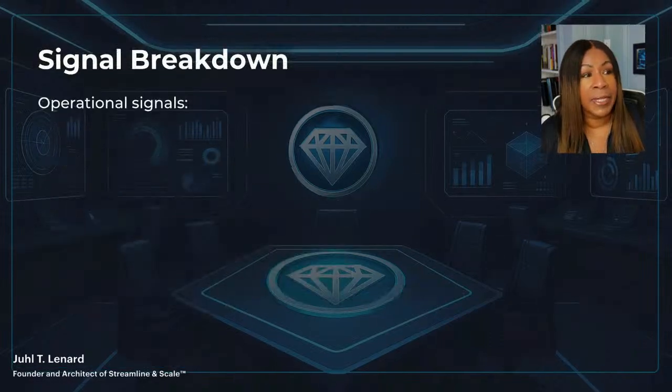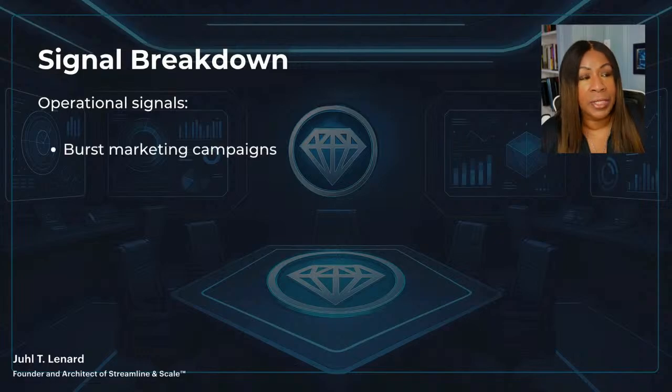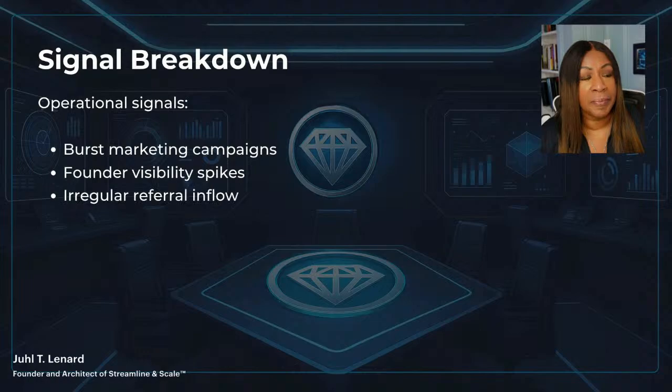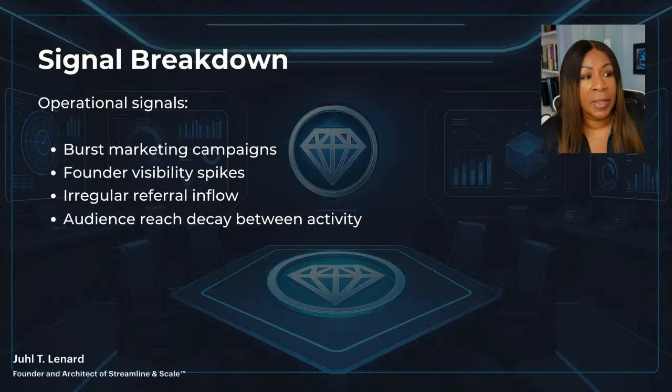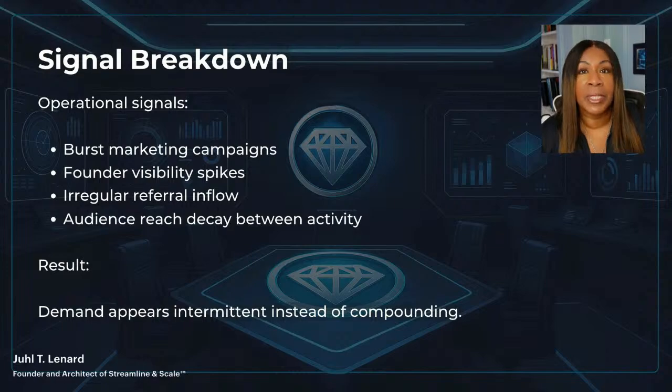The signal breakdown looks like operational signals, such as we burst the marketing campaigns. We have more campaigns. Founder visibility spikes. There's irregular referral inflow. The audience reach decays between activities. So we're up and we're down. The result is the demand appears intermittent instead of consistent and compounding, which is what we want.